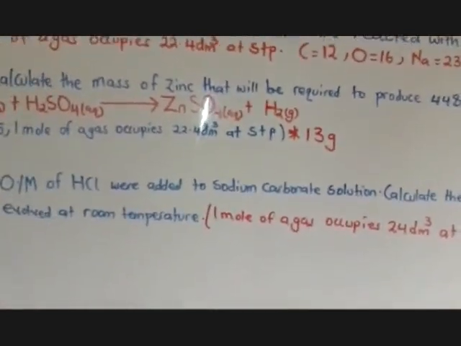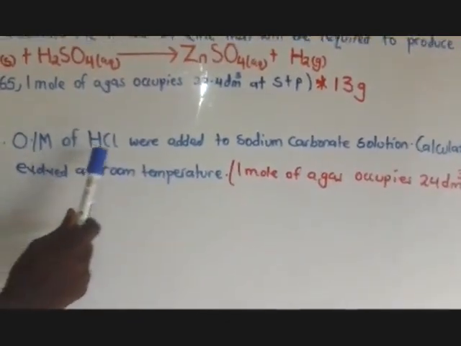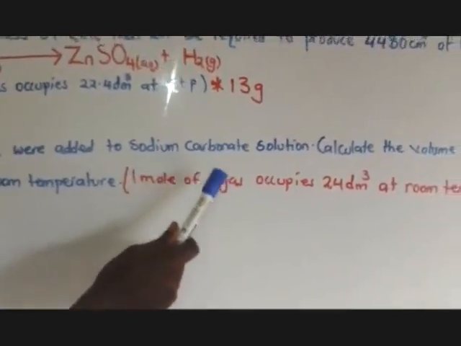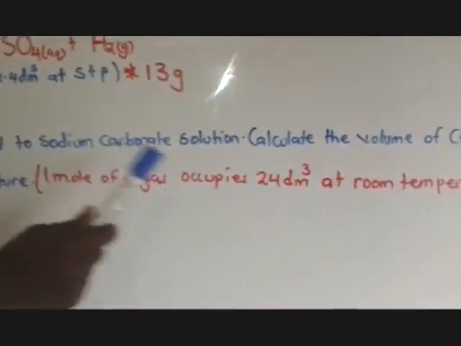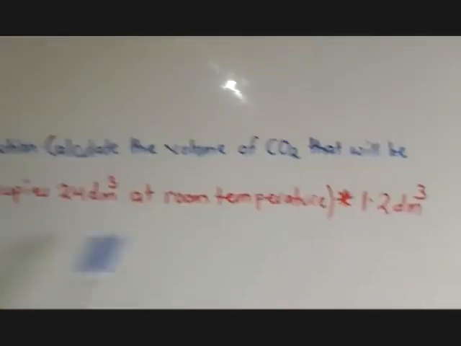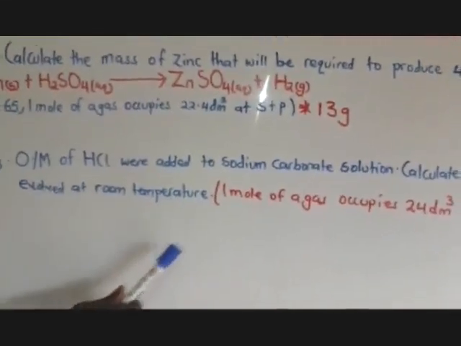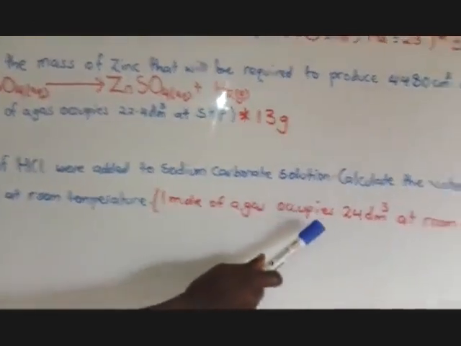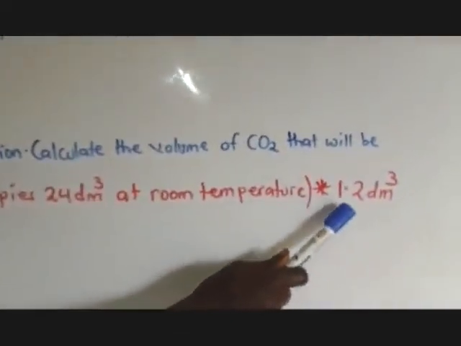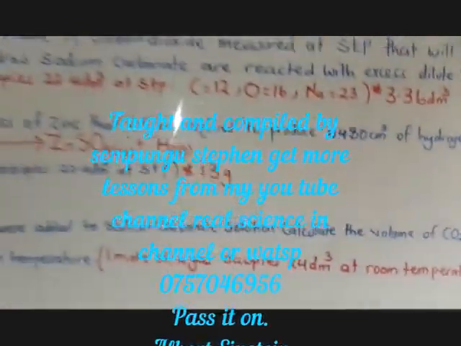Then lastly, question 3: 0.1 molar hydrochloric acid was added to sodium carbonate solution. Calculate the volume of carbon dioxide that will be evolved at room temperature, that is RTP. They are specifying that 1 mole of the gas occupies 24 decimeters at room temperature. And our answer, which we want, is 1.2, what we are going to prove. So try, then you see whether you have got the concept.